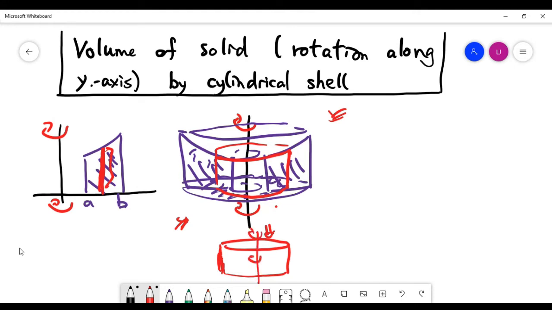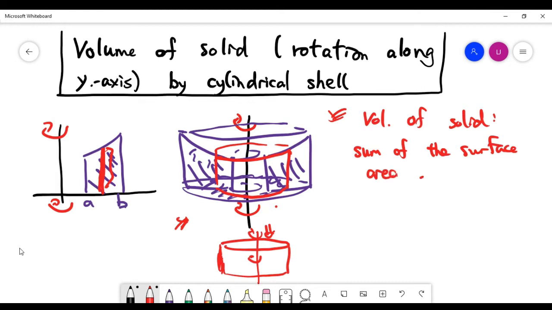And now, please think about the original concept of integration. I've mentioned it already: integration, you can think of it as a summation of something. Conceptually speaking, you can think of it like this. The volume of this solid is, informally speaking, the same as the summation of the surface area of a shell. I'm talking about one shell here.